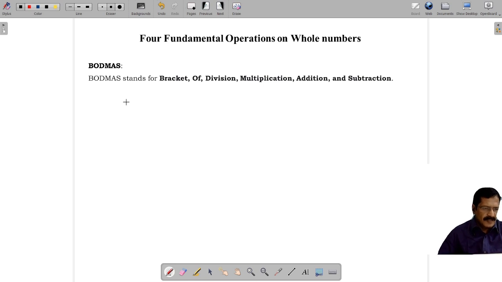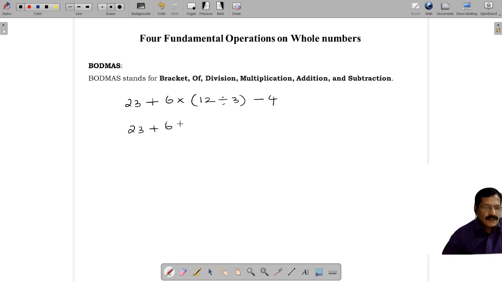Let us do one example. I'm writing a simple example here. It is 23 plus 6 into the bracket 12 divided by 3 minus 4. Inside the bracket, this is 12 divided by 3. So, we have to do the bracket operation first of all. So, it is 23 plus 6 into 4 minus 4. You are not supposed to subtract 4 minus 4 first.